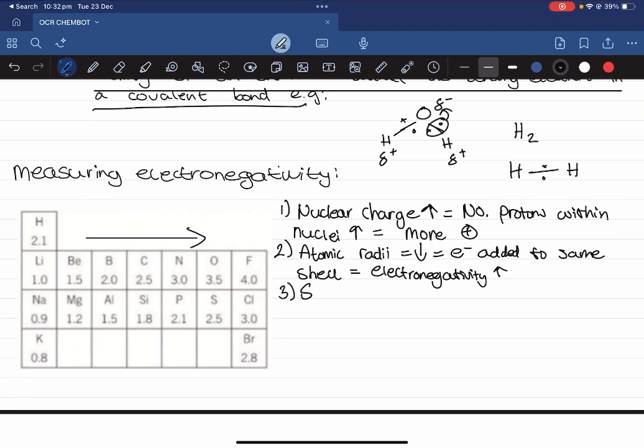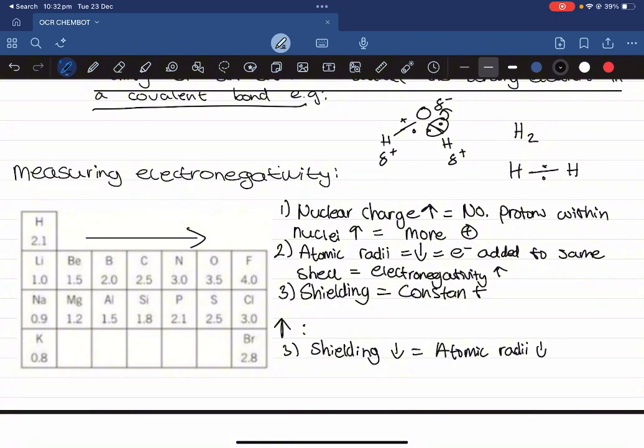And then lastly, shielding. Across the periodic table, shielding remains constant. Therefore, this is not a factor across the periodic table. Now, if we're going up the periodic table, then this means that shielding, which is the only parameter that actually changes, decreases. Therefore, atomic radii decreases, which means nuclear attraction increases. Therefore, electronegativity increases. So it's important to recognize that when you go across the periodic table to the right, the electronegativity increases.